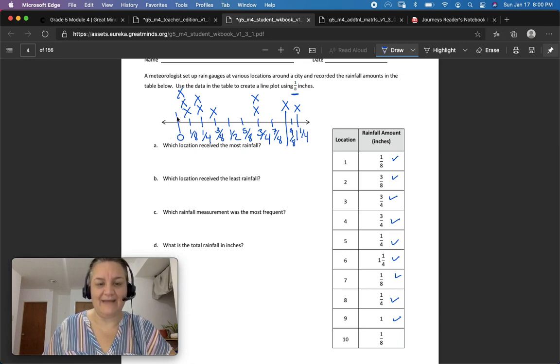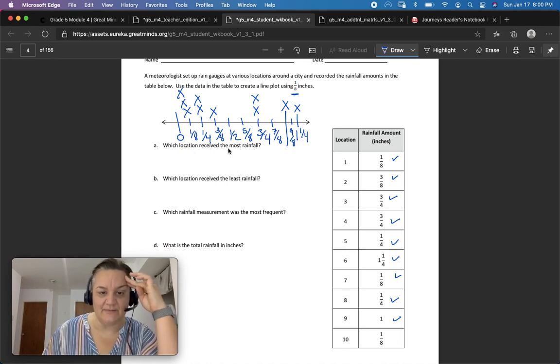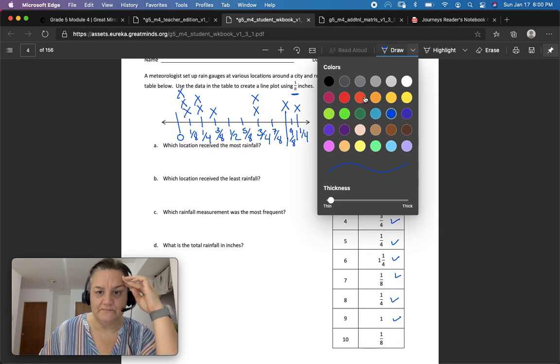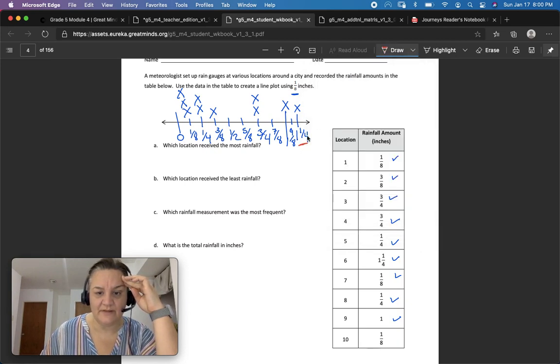Okay, now that I have all of my rainfalls plotted, now I can use this data to answer some questions. So, which location received the most rainfall? Well, this one, 1 1/4, that number right there is the biggest number. And I can see that on my line plot, but if I'm looking here, I can also see that that's the biggest number. So what location is that? Ooh, my goodness. That line got away from me. So location 6.